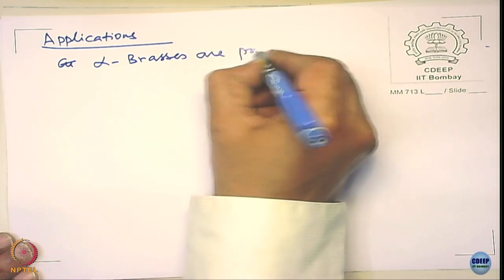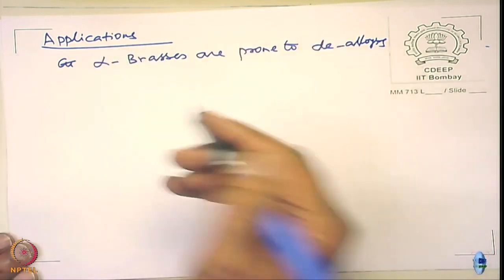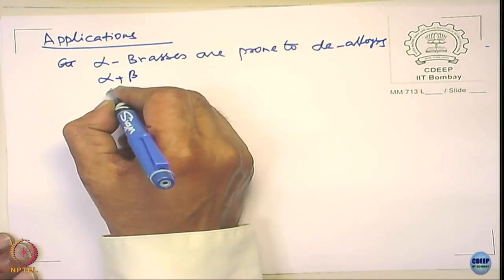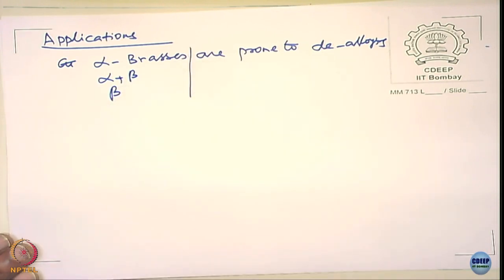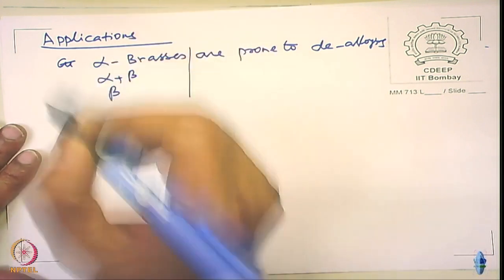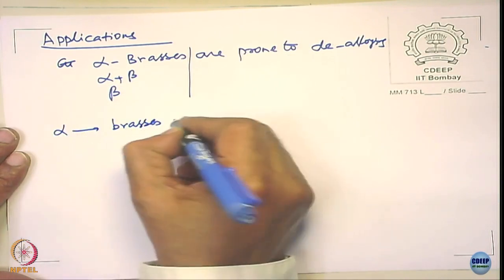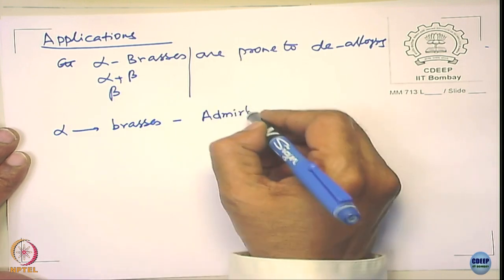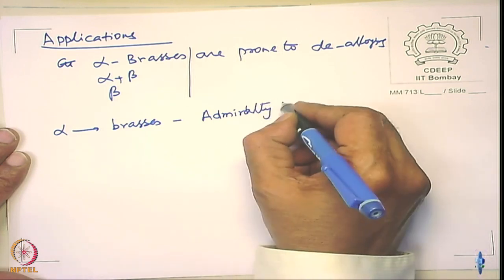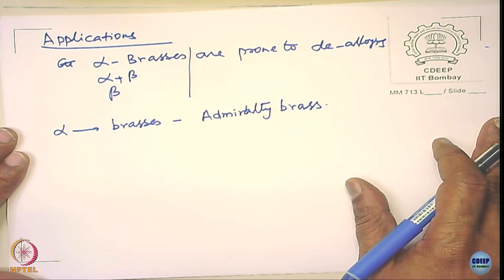So, applications. You see that alpha brasses are prone to dealloying, which is of course beyond 18% zinc. Alpha brasses, alpha beta brasses, and beta brasses, all of them are prone to dealloying. What people have done in order to avoid this dezincification process in alpha brasses is something called admiralty brass. I think people from the Navy know it; it is the admiral who first formulated this particular alloy, so that is why it is called admiralty brass.